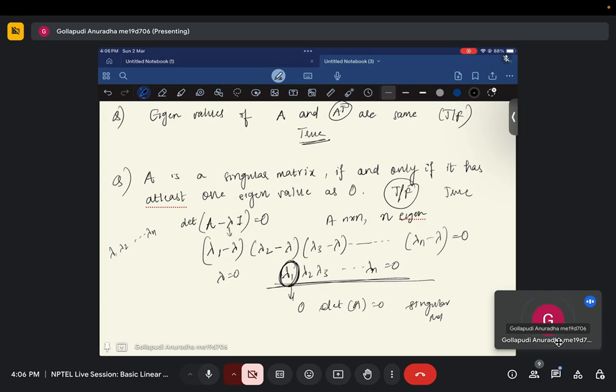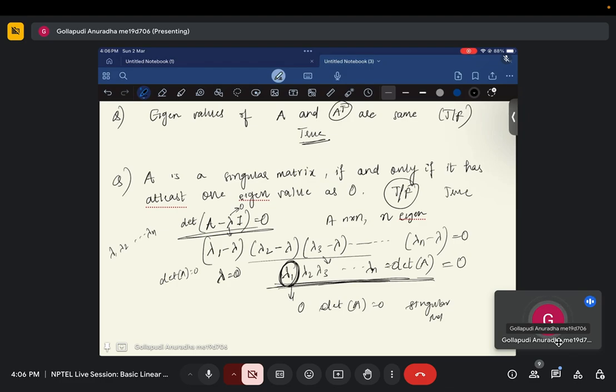Okay, so now if you take, for example, lambda as 0, which means if you put lambda here as 0, then the determinant of A is going to be 0, right? So you will end up with this equation. So lambda 1, lambda 2, lambda 3 is going to be the determinant of A. So I'm saying it is singular, so the determinant will be 0, which means that at least one eigenvalue has to be 0. So this is going to be a true statement.